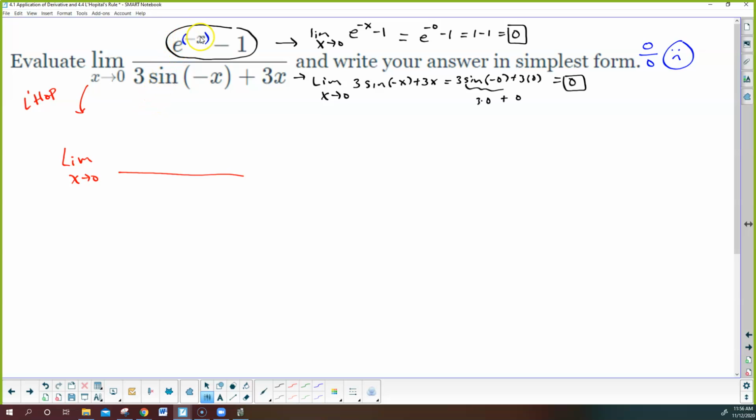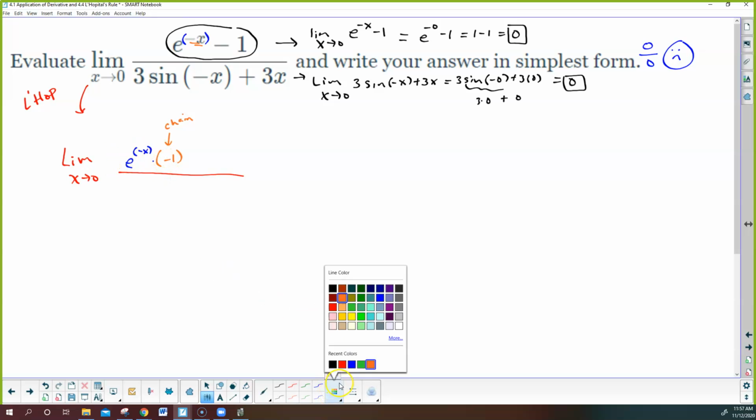So if I have e to the negative x, the derivative of e to the negative x is itself. And then I have to multiply by the chain rule. And the derivative of the inner part is negative 1. And I might just write the word chain here so we don't forget. And the derivative of the minus 1, that's going to be 0. So here's the derivative of the top. And if you really get good at this, you could just write the negative out here instead of putting it there, but that's the route I'm going to take.